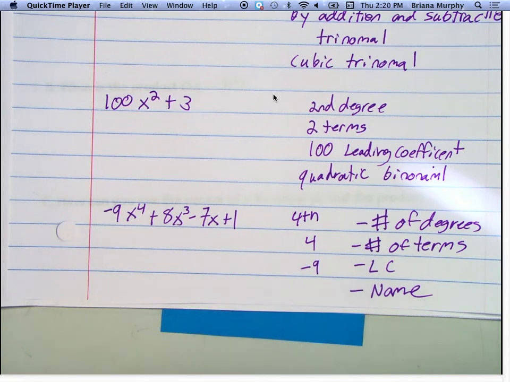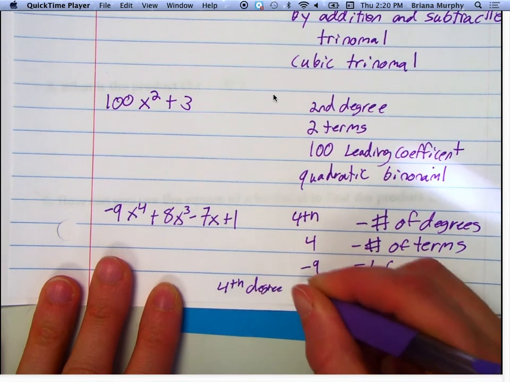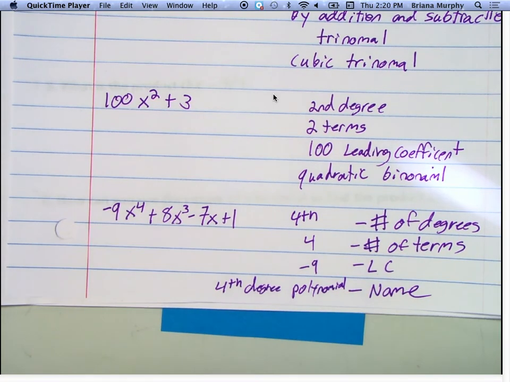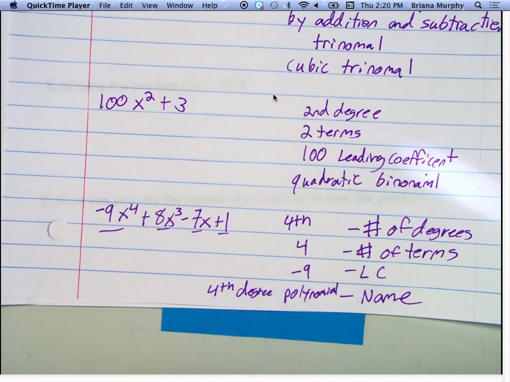Okay. Now the name of this one, if we have only one term, do you guys remember what it's called? Monomial. Good. Two terms is a binomial. Three is a trinomial. Anything bigger than 3 we call just a polynomial. Anything bigger than 4 terms, we call it a polynomial. 4 terms or bigger.